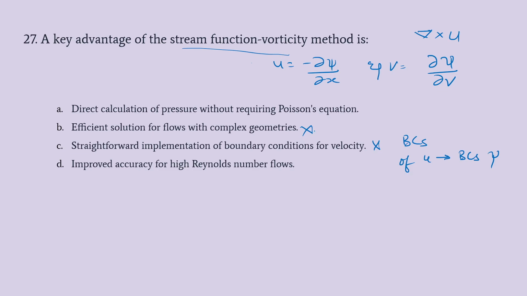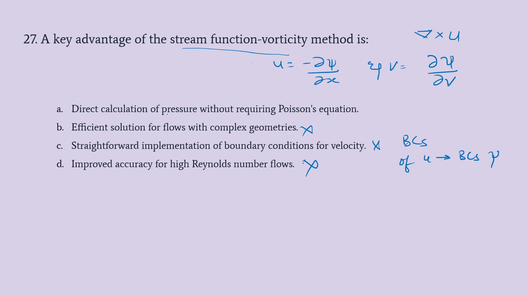When the geometry gets complex, the modeling of psi in terms of u and v will again be difficult. Improved accuracy in high Reynolds number flows: high Reynolds number flows means turbulent flows, so there again the stream function vorticity method won't be good. Then the only option left is direct calculation of pressure without requiring Poisson's equation.